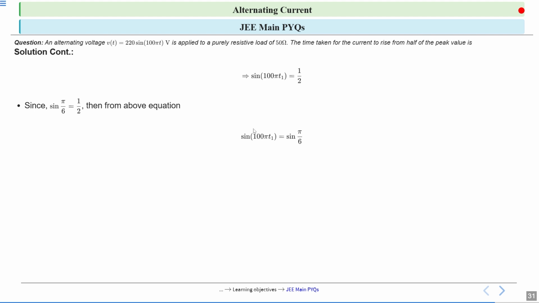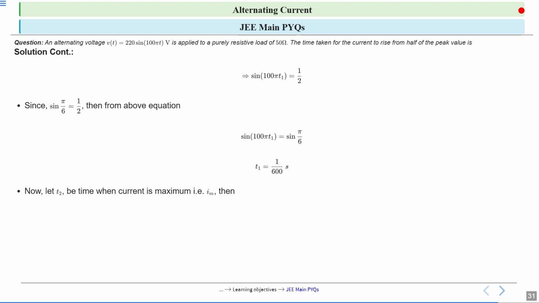Now, both sides have sine, so the arguments should be equal. Sine of 100 pi T1 equal to sine of pi by 6. That means 100 pi T1 is equal to pi by 6. So pi and pi will get cancelled out and T1 will become 1 by 600 second. So current is at half of the peak value at 1 by 600 seconds.